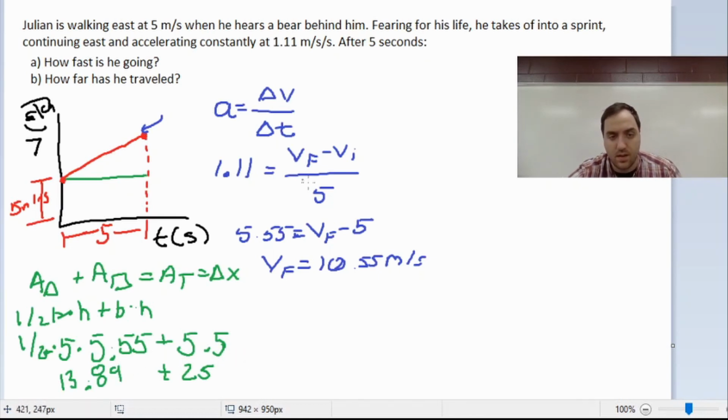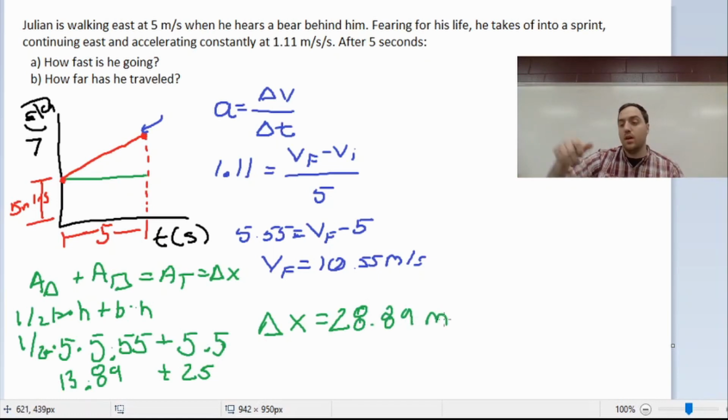Add the two of those together, and I get my displacement is 38.89 meters. And there you go. The hardest part about this is probably going to be drawing the graphs and working through them. So take your time, ask your questions, and have a good day.